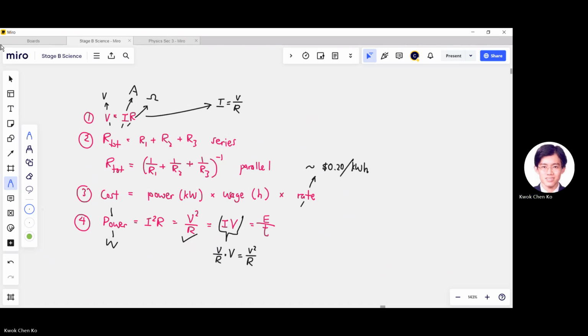Now, same thing, I can also express this V as IR. So therefore, I times IR gives you I squared R. In case next year, if you want to find power, you have to use all of it. Oh no, you have to choose one. You have to choose the correct one, depending on your question. What's E? E is energy. Help me, units for energy. Time.